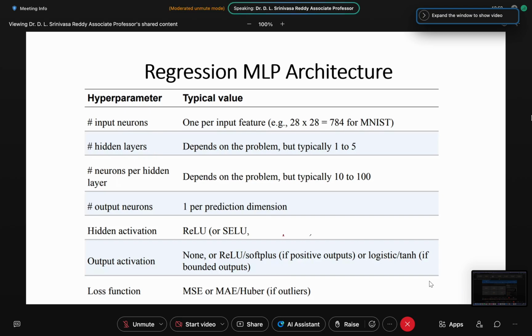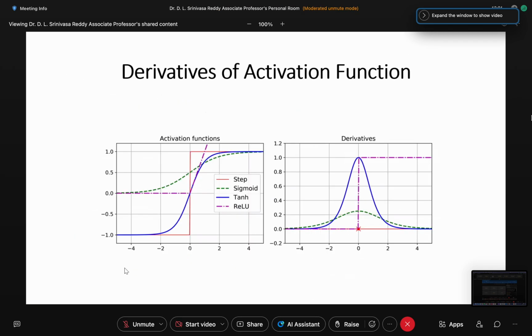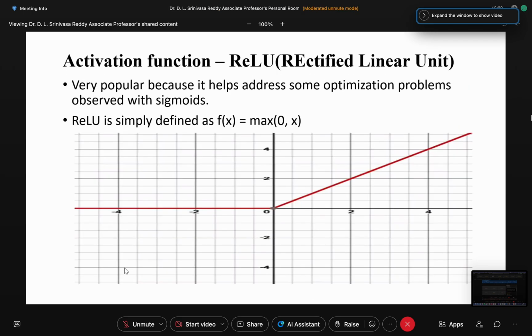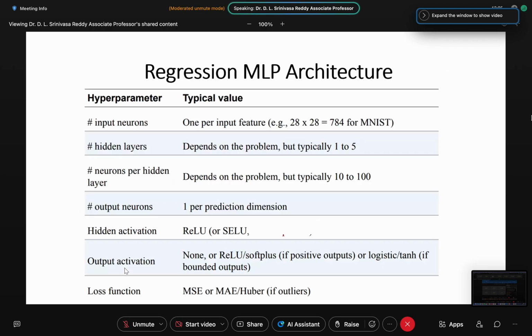What are the input neurons? How many input neurons do you require? These are the hyperparameters we use here. One is input neurons. Next is how many hidden layers and how many neurons are used in each hidden layer, the output neurons, the hidden activation functions, the output activation function, and another is the loss function. The loss function you have to see.